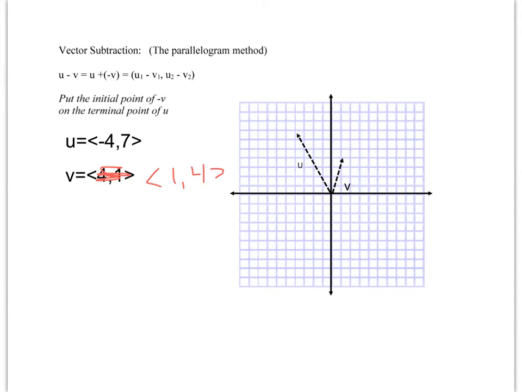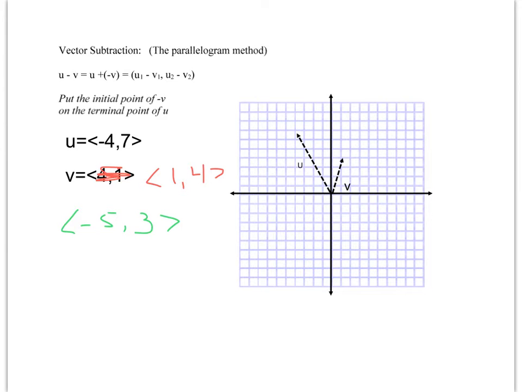Okay, so vector u minus vector v is going to be negative 4 minus 1, which is negative 5, comma 7 minus 4, which is 3. Notice that these are in hard brackets. That's in component form, a vector in standard position. The terminal point, written in hard brackets, is the component form of the vector.